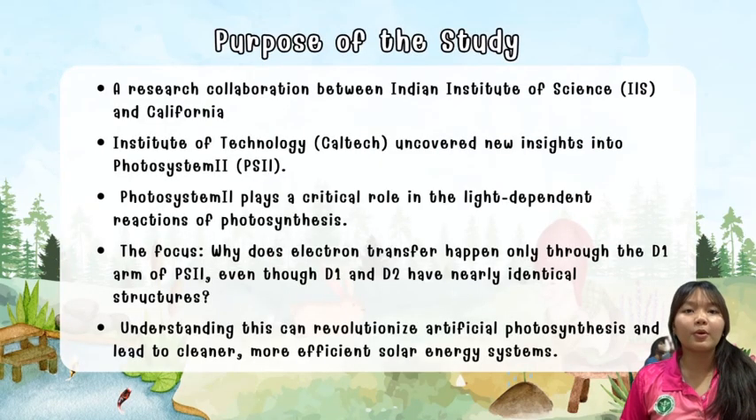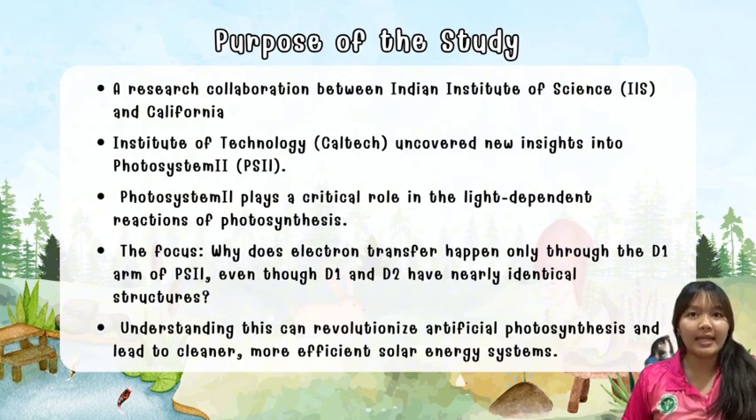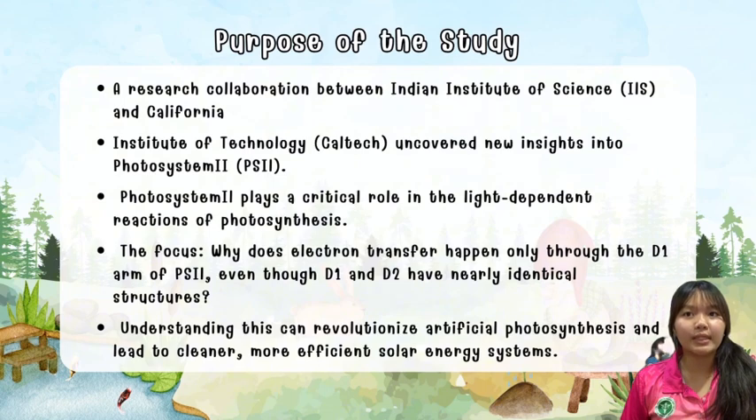Now, let's move to the purpose of the study. This research is a collaboration between the Indian Institute of Science and the California Institute of Technology. It uncovered new insight into photosystem 2, which plays a critical role in the light-dependent reactions of photosynthesis. The main focus of the study is to understand why electron transfer happens only through the D1 arm of photosystem 2, even though D1 and D2 have nearly identical structure. Understanding this mechanism can help scientists design artificial photosynthesis and develop cleaner, more efficient solar energy systems.